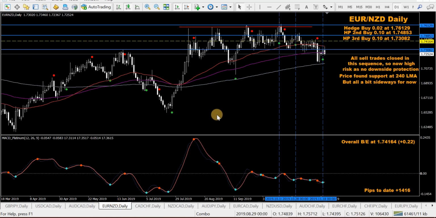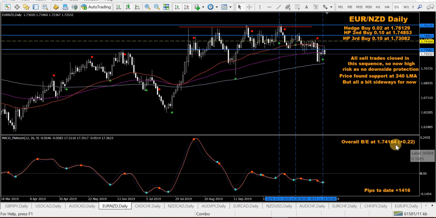Euro New Zealand. This one I took a bit of a risk here. You can read my notes. Again, pause the video. I was in a few trades here, and I've closed a few of the sells. So I've just got 3 buys on, which were from this morning. Overall break even is this line marked by the yellow dash line. You see my notes down the bottom here. Overall break even at 1.7464.